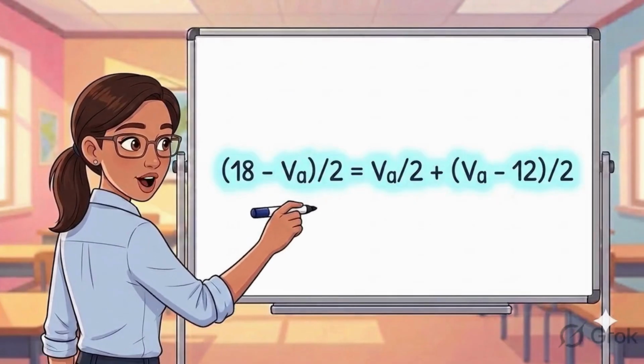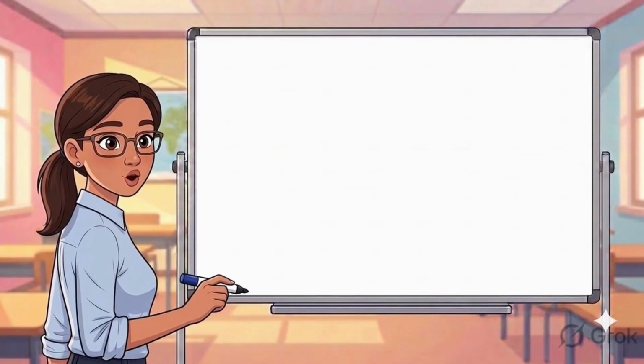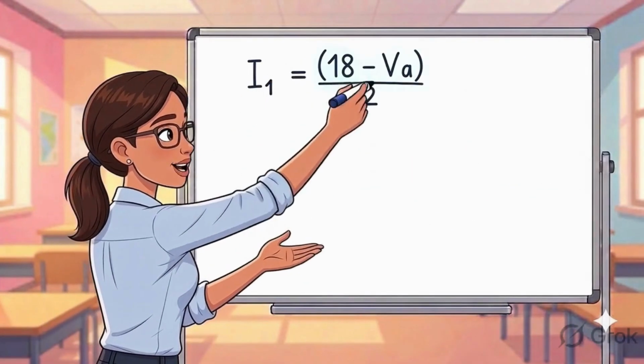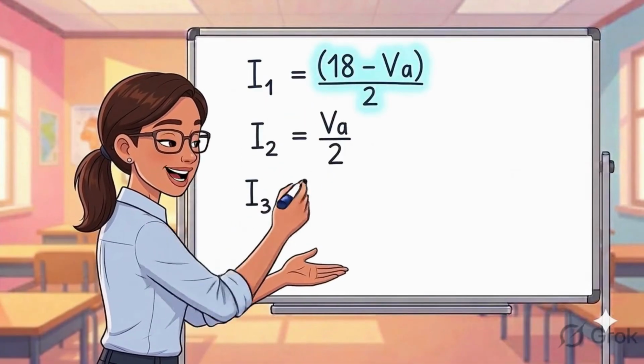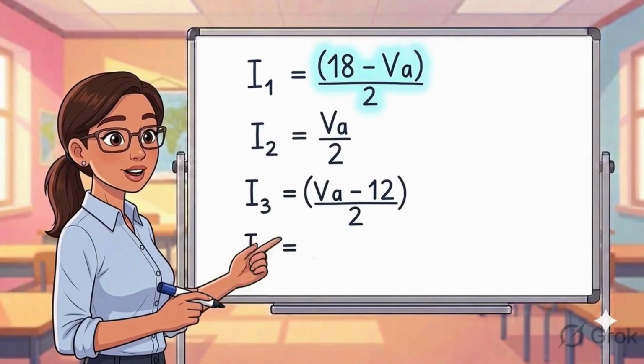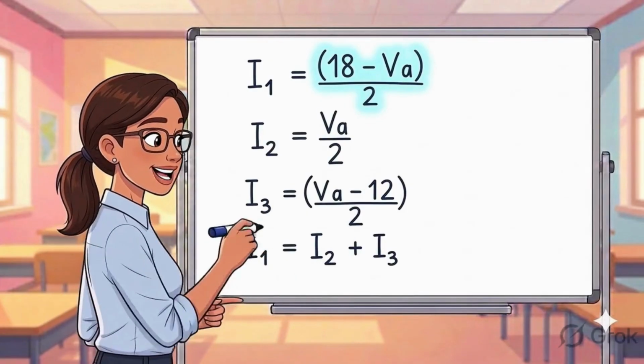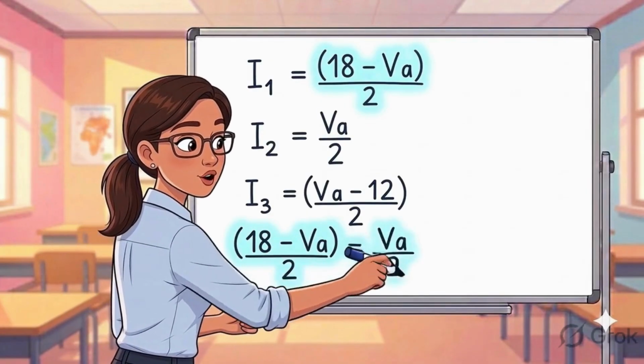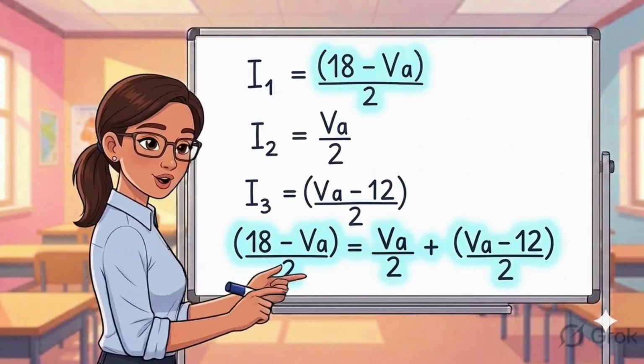Let's substitute the equations from Ohm's law into the KCL equation. From Ohm's law, we have I1 equals (18 minus VA) over 2, and I3 is (VA minus 12) over 2. Now substitute these into KCL, I1 equals I2 plus I3. This gives us (18 minus VA) over 2 equals VA over 2 plus (VA minus 12) over 2.